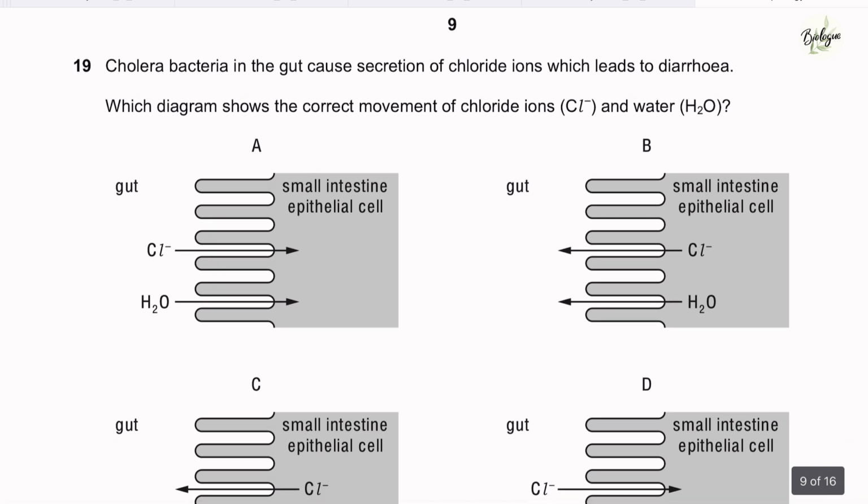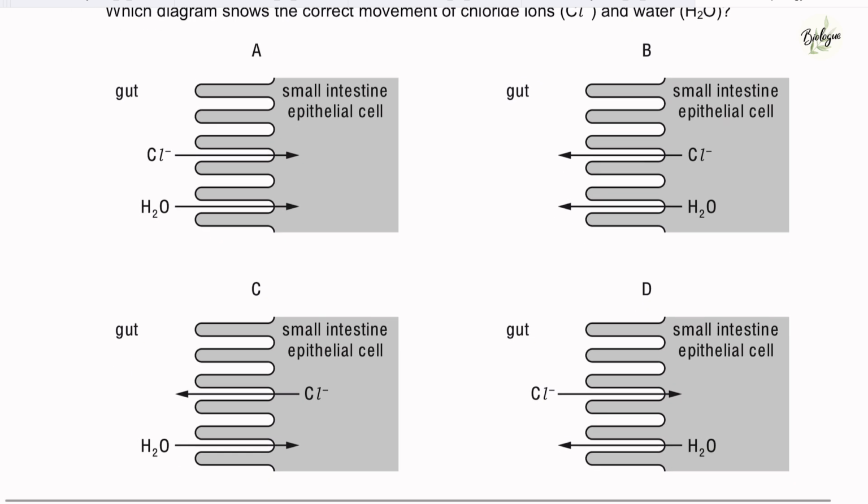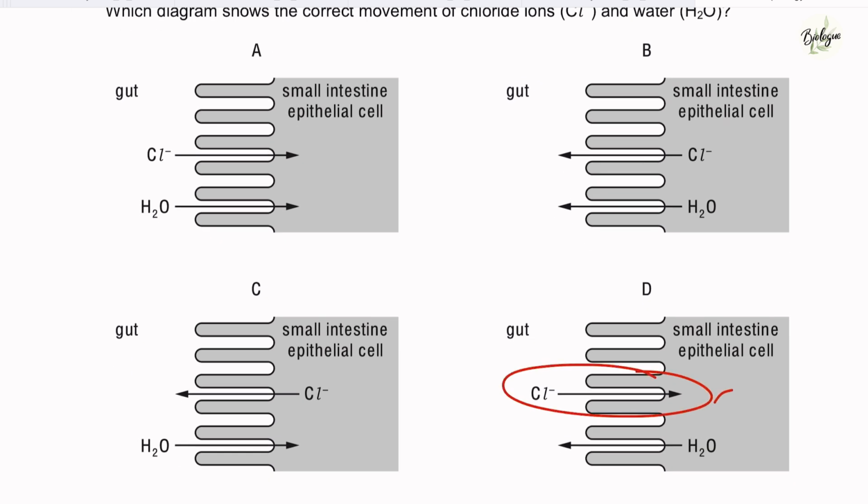Cholera bacteria in the gut causes secretion of chloride ions, which leads to diarrhea. Which diagram shows the correct movement of chloride ions and water? For this, what we need to look at is what actually causes this diarrhea. It says secretion of chloride ions. Secretion is kind of like excretion, removal. We're talking about removing chloride ions from within the cell. So the movement actually needs to be outside the cell. So in this case, this is not right. This means chloride ions going into the cell, which is not the case.